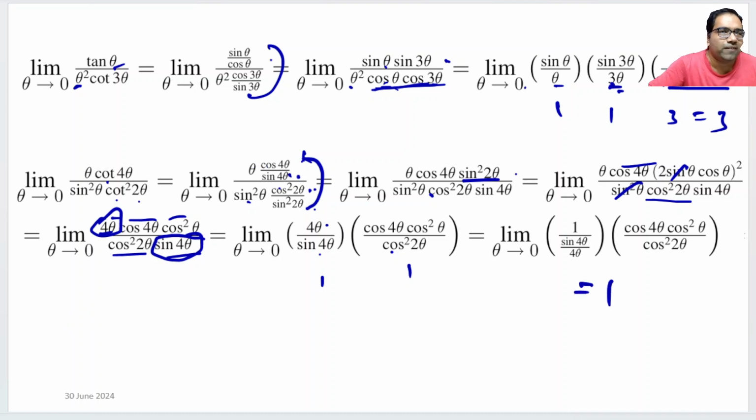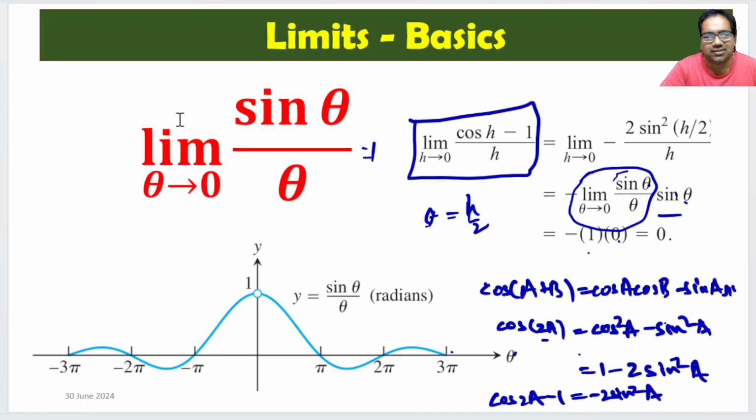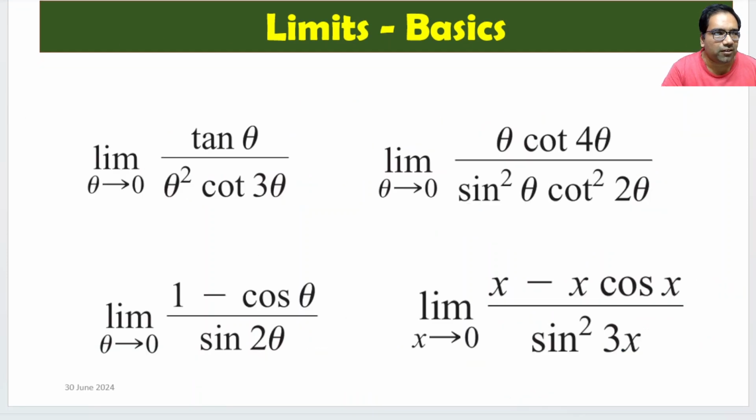Right guys? These are all very simple basic problems based on this result. Limit theta tends to 0, sin theta by theta. Right? Very important result. And we can extend this to limit h tends to 0, cos h minus 1 by h. This result will be equal to 0. This result is equal to 1. And we have covered whatever we wanted to cover. These are problems also we have covered in this list of exercises.